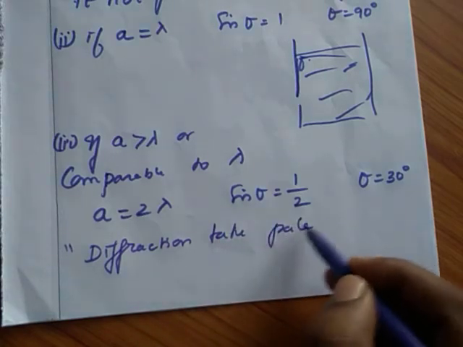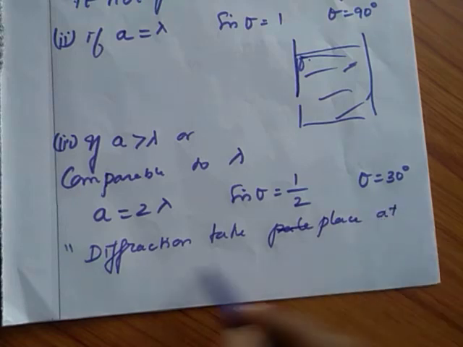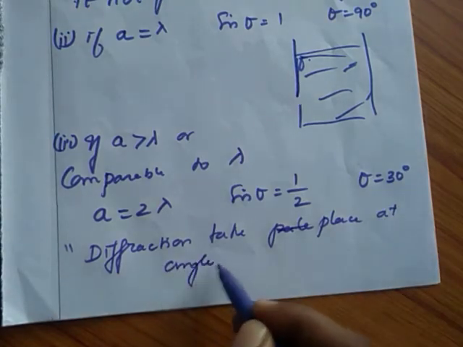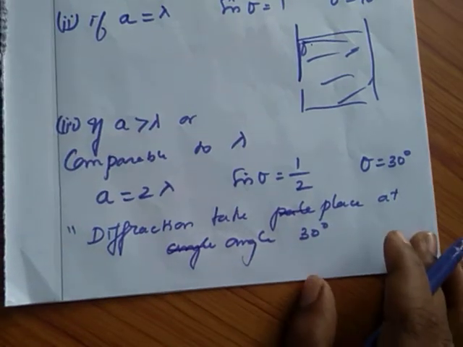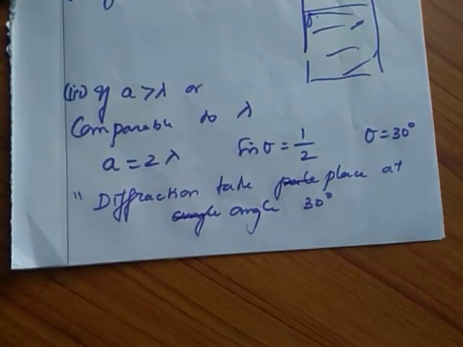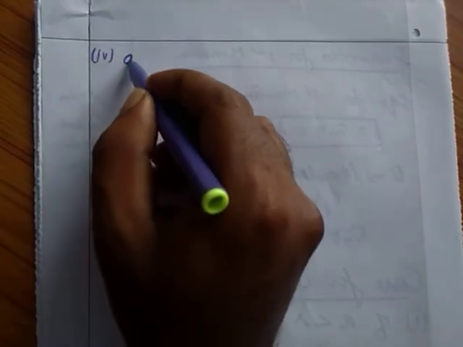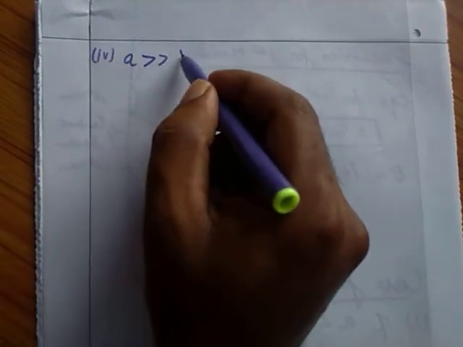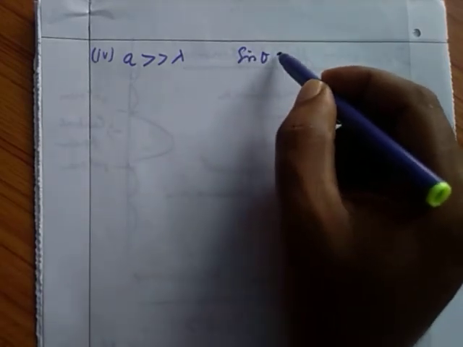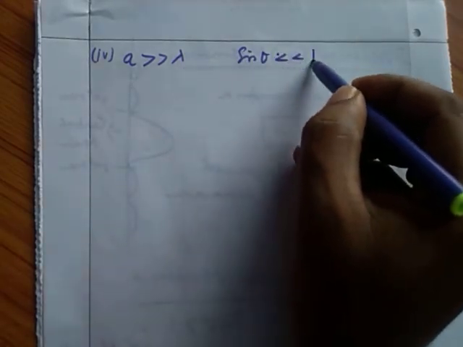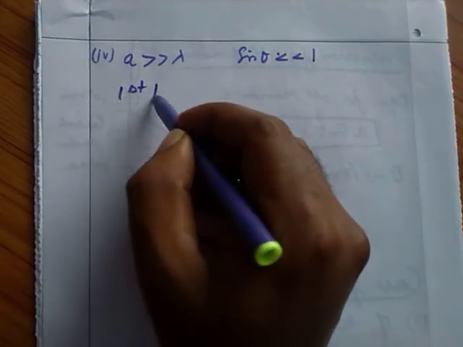Take place at an angle, 30 degree. Okay, then last case, that is size of the slit is greater than lambda. For this case we get sin theta is less than 1. Okay, that means we get a first minima.